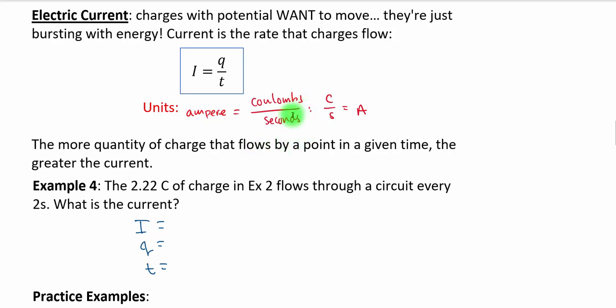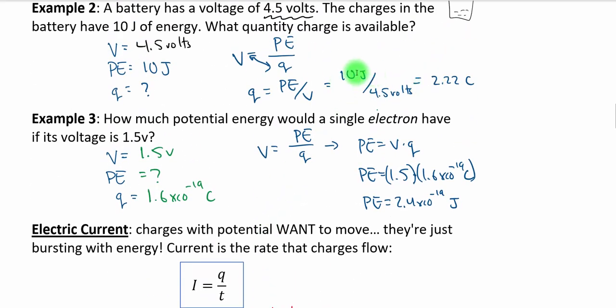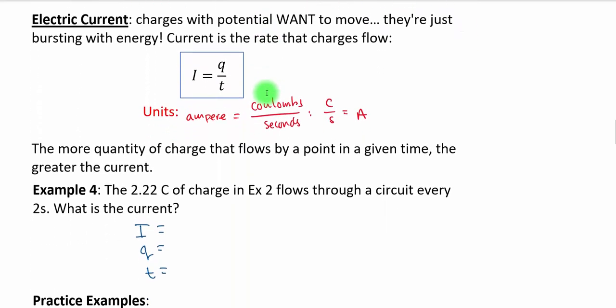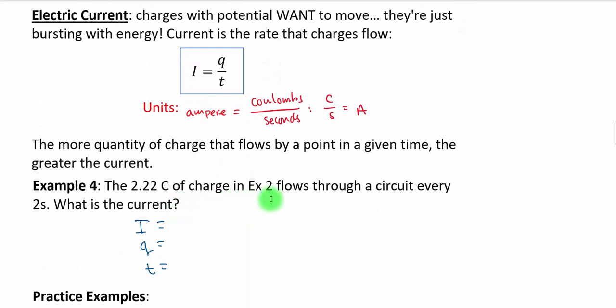Now we don't need to go too crazy with all this, but just for a little bit of practice, let's say that we had that 2.2 coulombs of charge from example 2. If I go back up, that's what we calculated right here. We had 10 joules of energy when the electric potential for the battery pack was 4.5. We said that must have been 2.22 coulombs of charge. So if the 2.22 coulombs of charge in the circuit flows through every 2 seconds, what is the current? Well, current is going to be charge divided by time, so current is question mark. The amount of charge is 2.22 coulombs, and the time is 2 seconds.